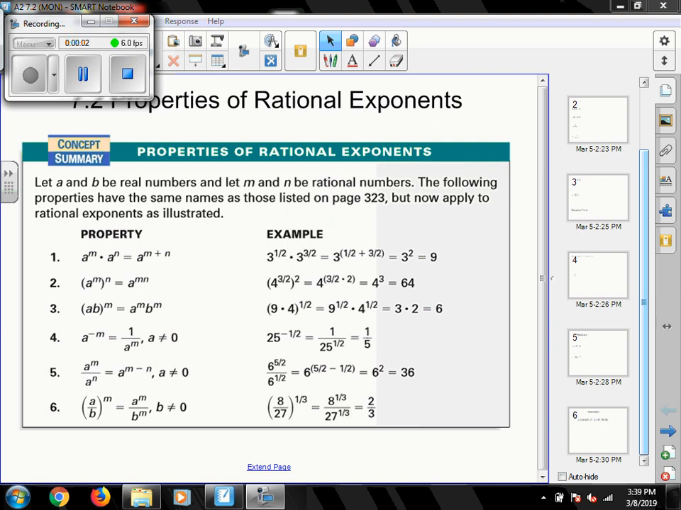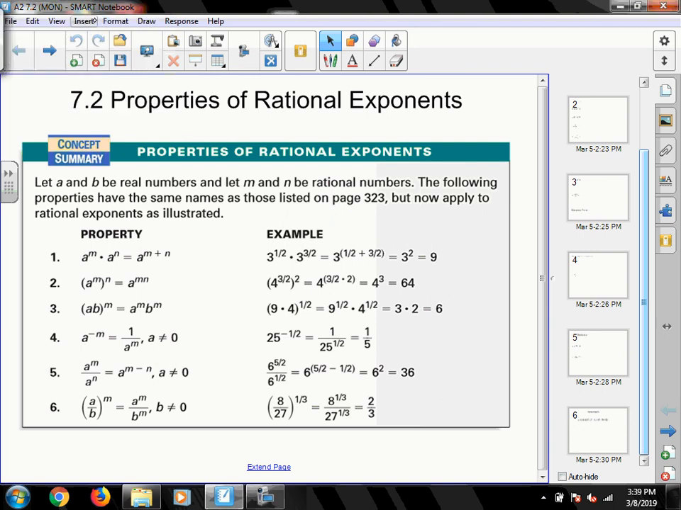Okay, welcome back. Today we are going to start talking about section 7.2, properties of rational exponents. For the most part, these are things that you have all seen before, so I'm going to breeze through them quick. Plus, you can read as well as I can. It doesn't matter if your exponents are fractions.